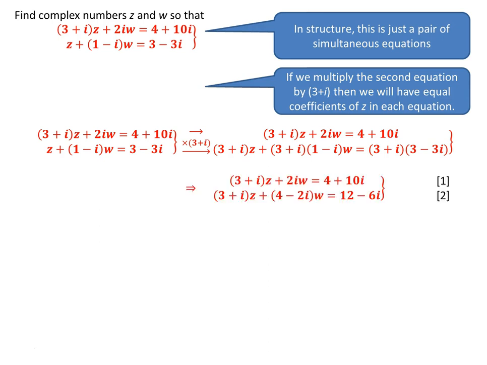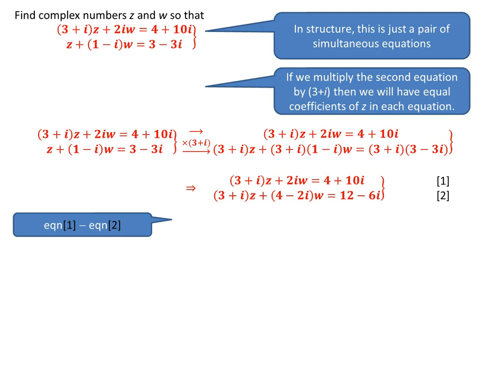If we tidy up that second equation, we've got 3 plus i times z plus 4 minus 2i times w equals 12 minus 6i. So all we've done at that stage is multiply out the brackets in the line above, where we had 3 plus i times 1 minus i, and we had 3 plus i times 3 minus 3i to work out. Now I can eliminate z from these two equations very easily.